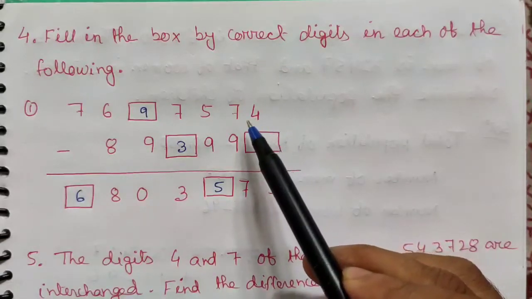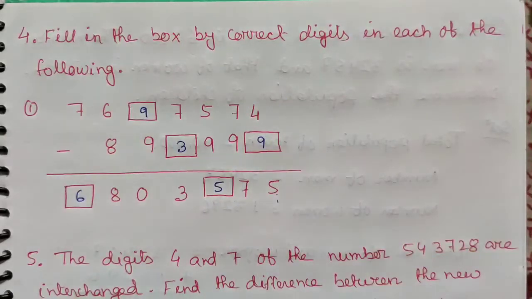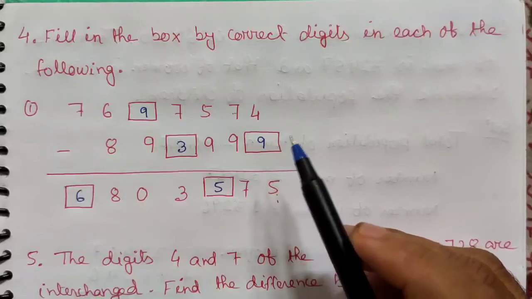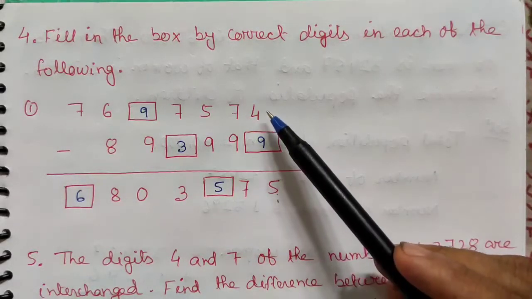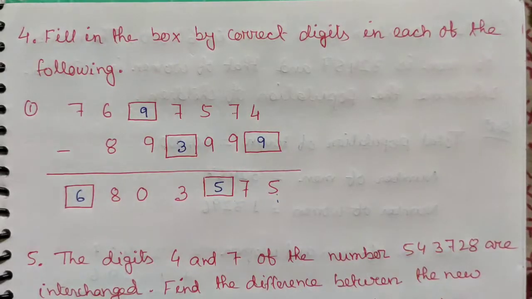Is it that when we subtract 14 from 5, the result will be what? 9, right? That means, is it possible that when we subtract some number from 4, the result will be 5? It is not possible, right?